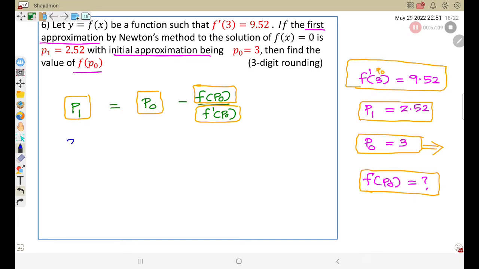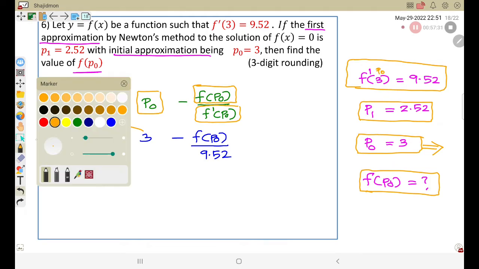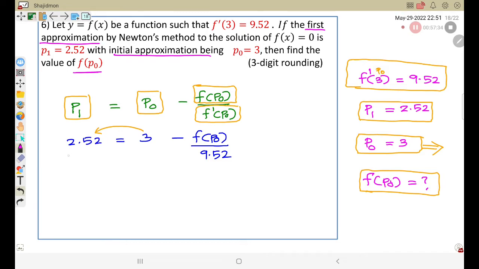First the P1 number: 2.52 equals P0 number 3 minus f of P0, which we need to find, divided by f dash of P0, 9.52, correct? Now for simplification, it is up to you. First take this 3 to the left side. So 2.52 minus 3, the 3 coming to the left as minus 3, equals on the right side what is left: minus f of P0 divided by 9.52.